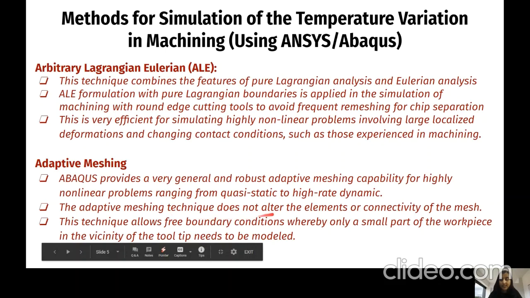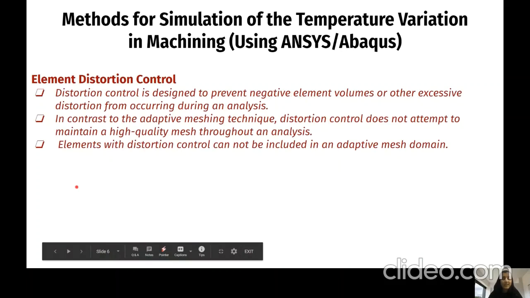This technique does not alter the elements or the connectivity of the mesh. This technique also allows free boundary conditions, whereby only a small part of the workpiece in the vicinity of the tool tip needs to be modeled. The third method which we'll be looking upon is the element distortion control method.